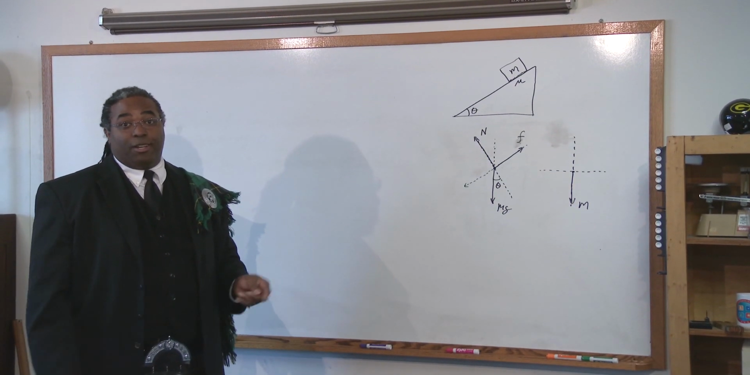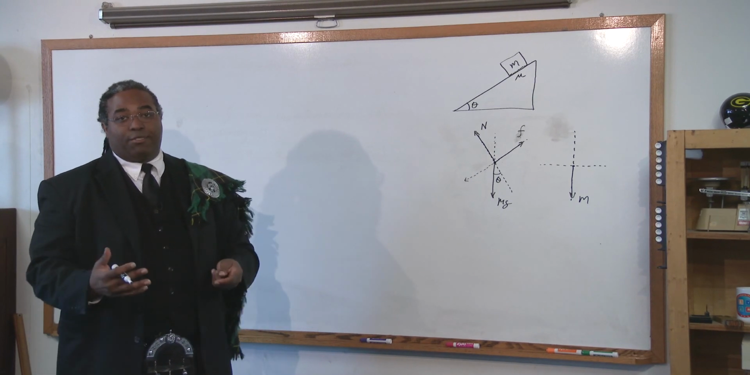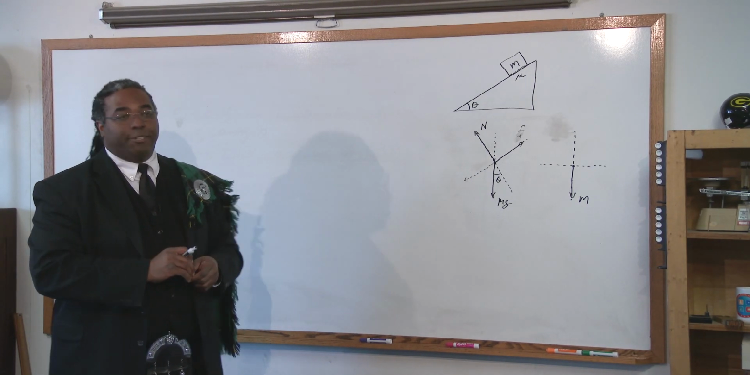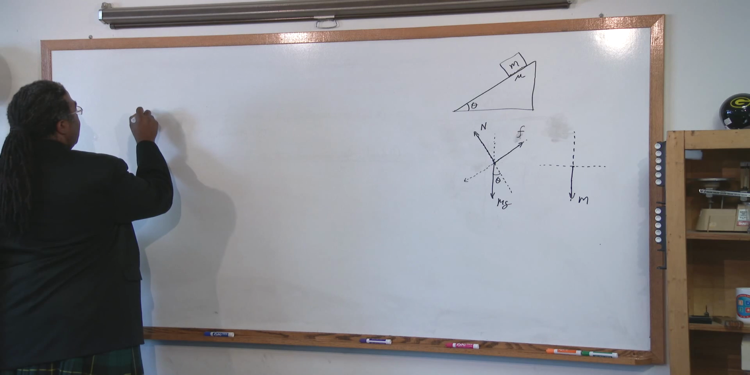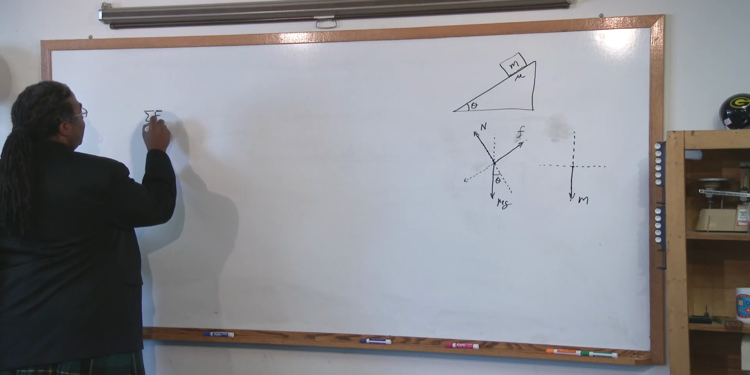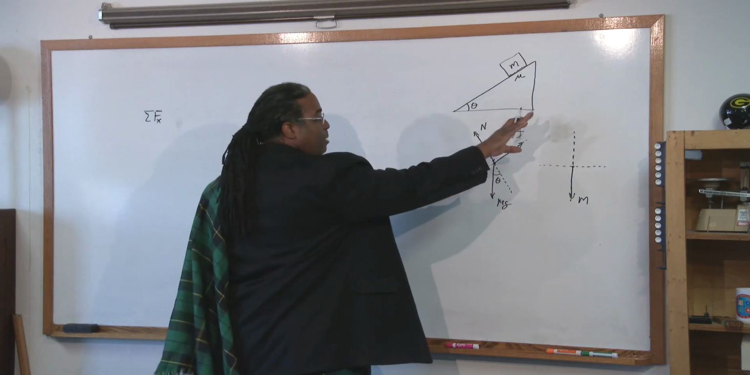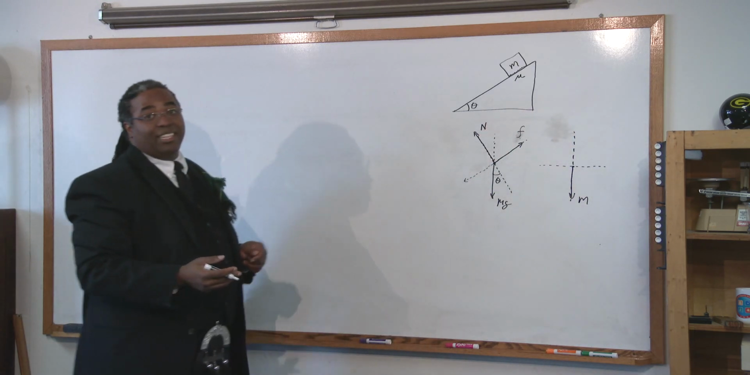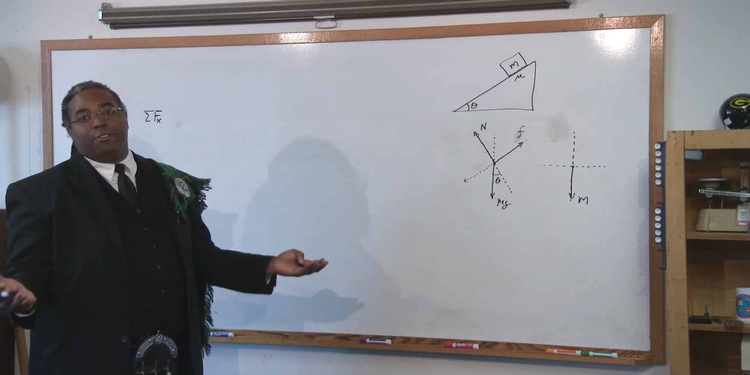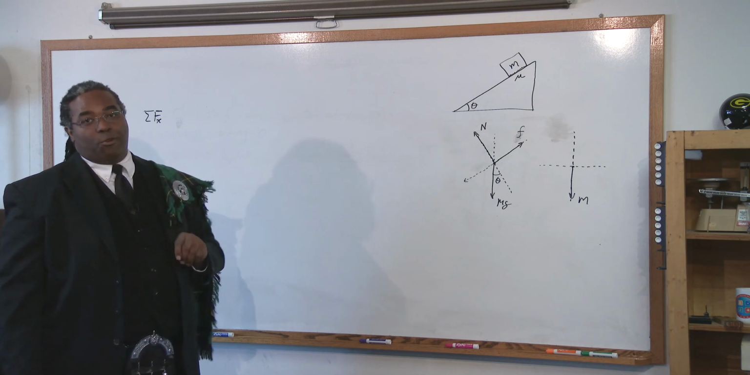We did step 2, we identified our forces. Step 3, break them into their x and y components. So the sum of the forces in the x direction, if they're going up the incline, they're positive. If they're going down the incline, they're negative. And by the way, you can remember step 1 is choose your coordinate system.